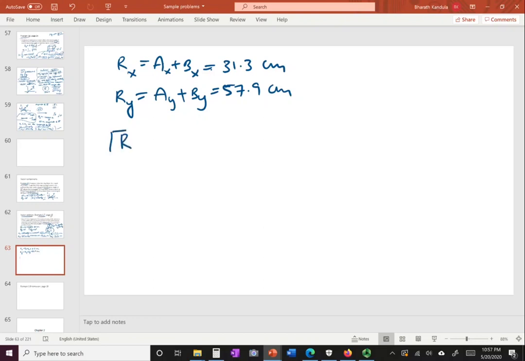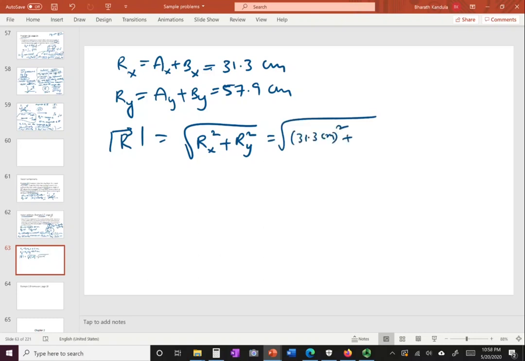Now the only thing left is to find the magnitude. This is equal to the square root of 31.3 centimeters squared, use parentheses, plus 57.9 centimeters squared. So this will give us 66 centimeters.